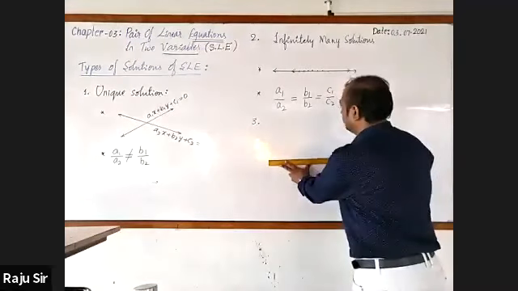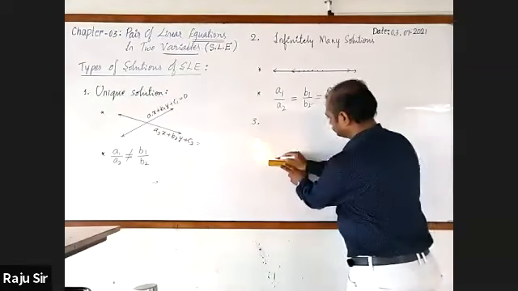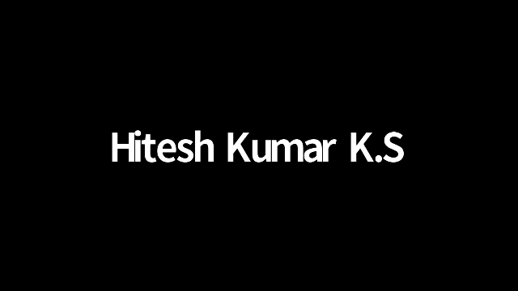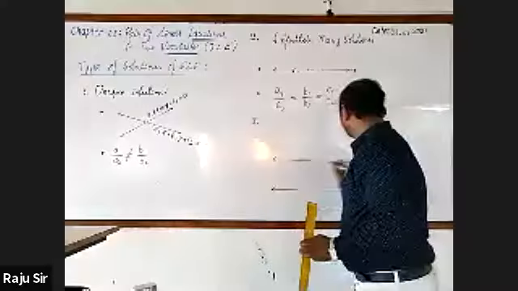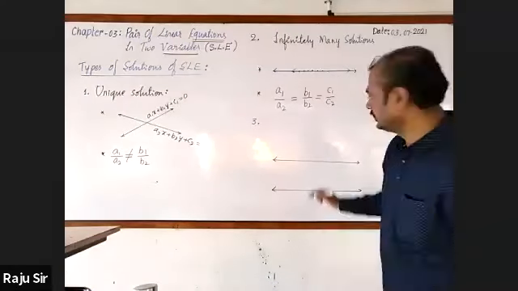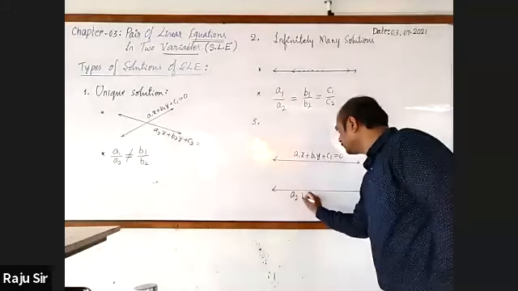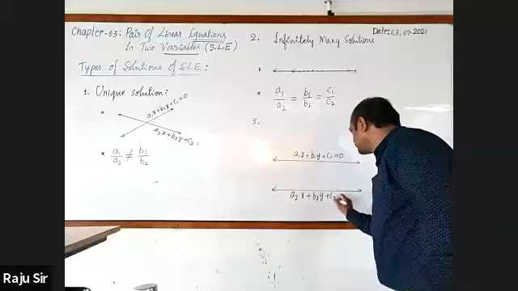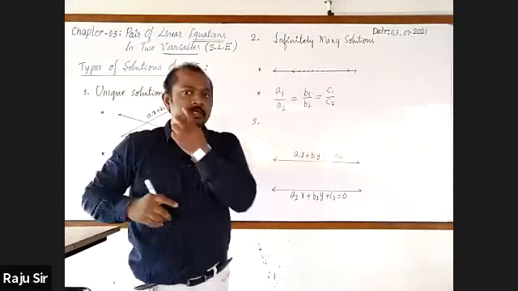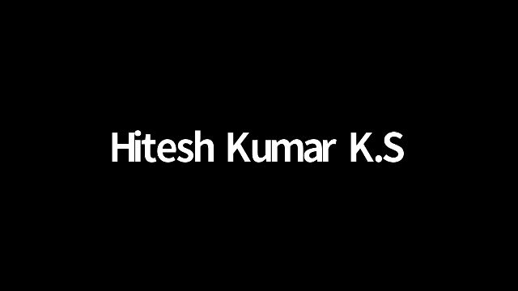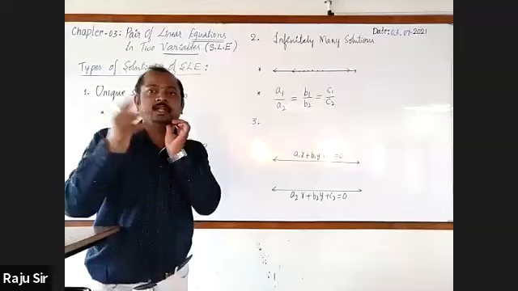Now, third one, just observe it. Here, I'm drawing the graph of two linear equations in two variables. See, first one is the graph of a1x plus b1y plus c1 is equal to 0. Second one, it is a2x plus b2y plus c2 is equal to 0. Dear students, could you tell at how many points these two lines intersect each other? No points. They are parallel. They do not intersect each other at any point.